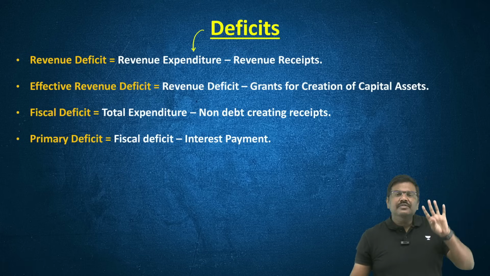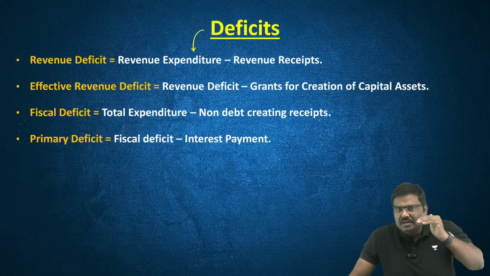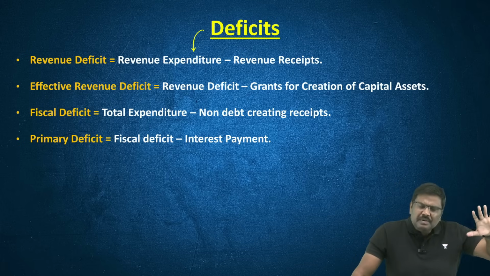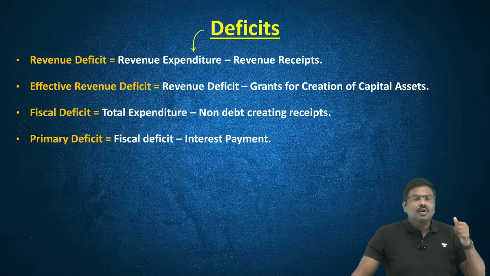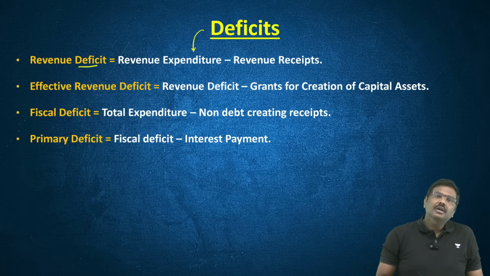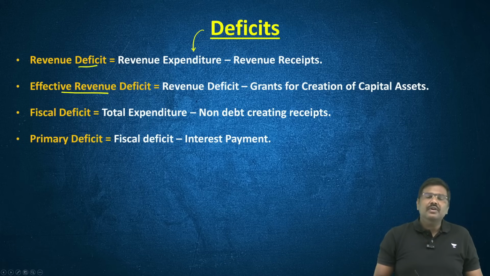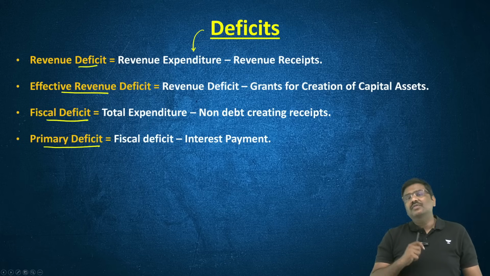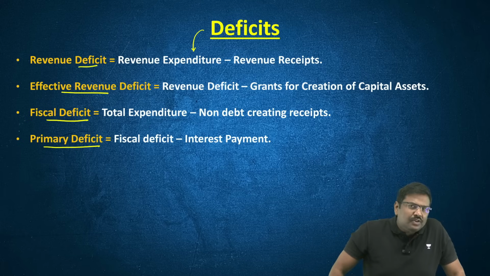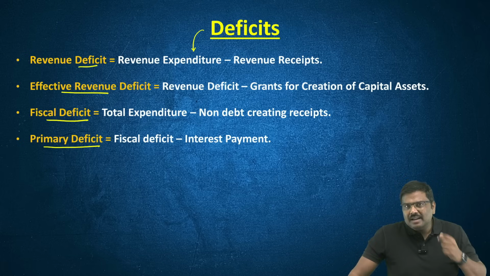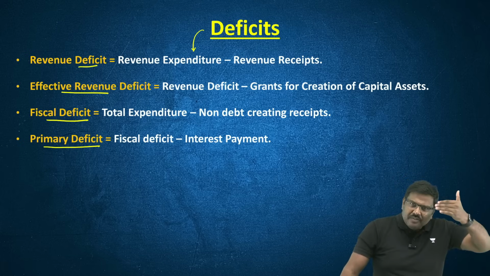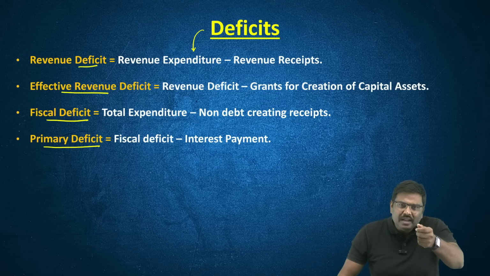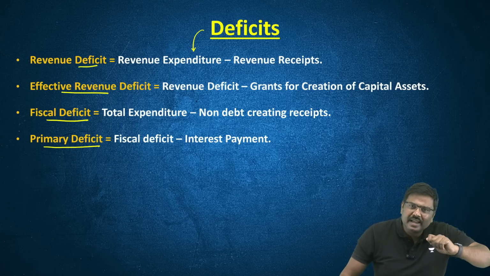There are 4 types of deficits which are calculated by the government now. You look at any of the budget documents in recent times, you will see only 4 types of deficits. One is revenue deficit, second one is effective revenue deficit, third one is the fiscal deficit, fourth one is primary deficit. Now, what is the meaning of each of them? Revenue deficit basically represents how much extra money am I spending under the revenue head of the budget compared to the revenue incomes or the revenue receipts that I collect.